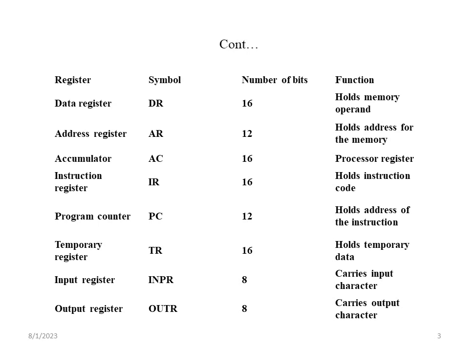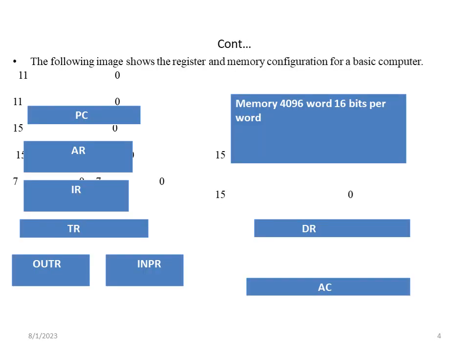And the next type of register is the instruction register. It holds the instruction code. Then the program counter, that is PC, holds the address of the instruction and it is very useful for execution of your instruction. And then the temporary register, input register, and output register. So these are some registers which are used for input and output operations. Next, this is the figure which shows the various registers available in the basic computer: input register, output register, temporary register, with their bits, everything shown in this figure.